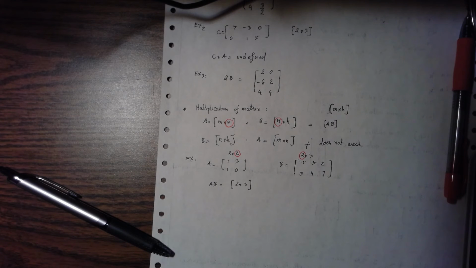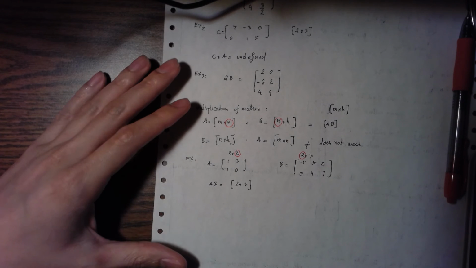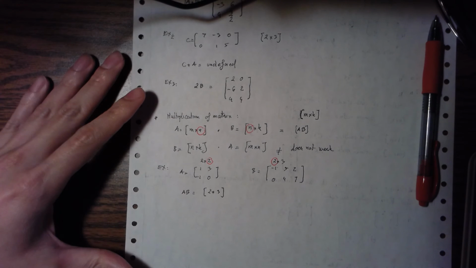Alright, so the answer of this product will have dimension 2 by 3. But how are we going to multiply them? This is the process of multiplying matrices.